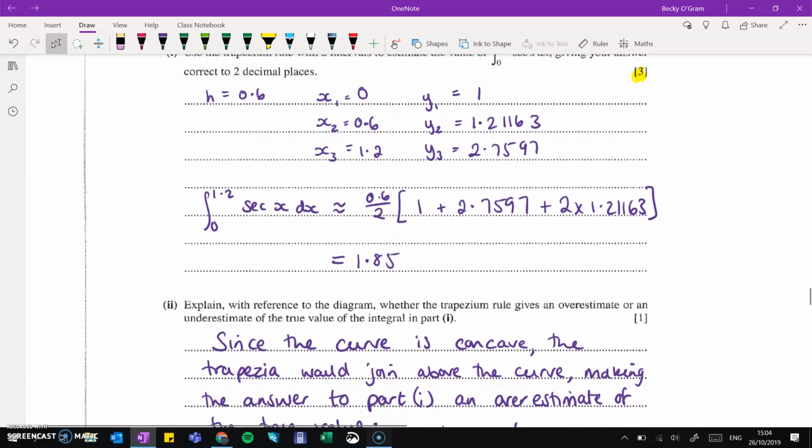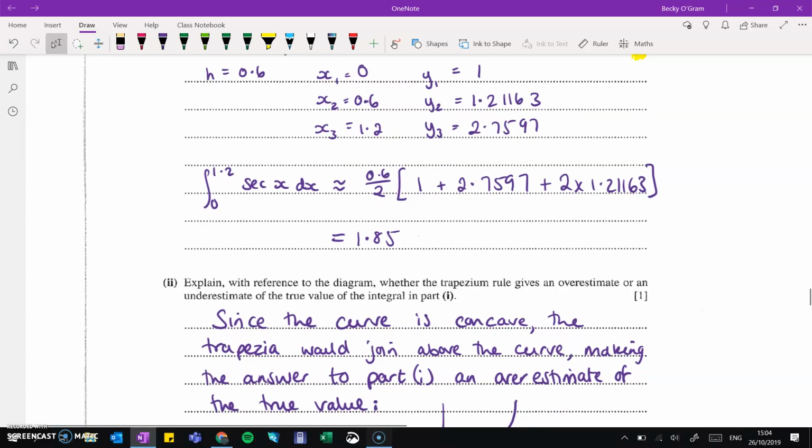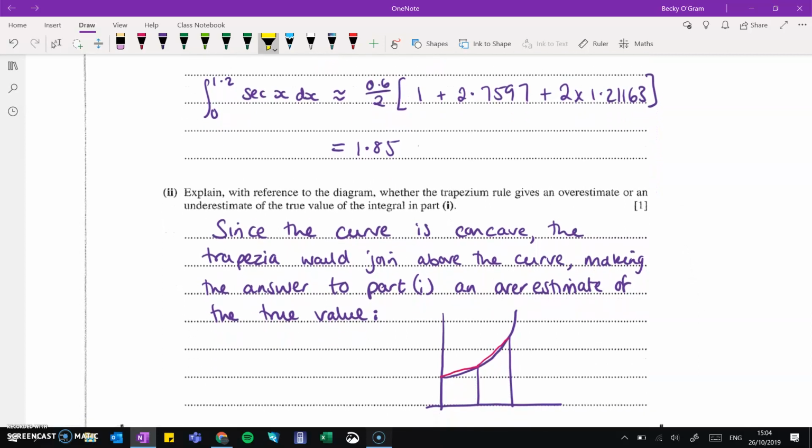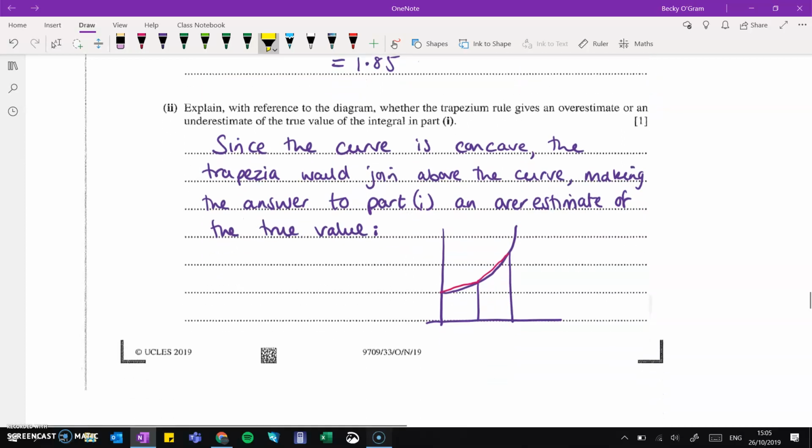Then we need to say whether that estimate is going to give an overestimate or an underestimate. So this is done with a diagram. Now we've got a concave curve here, so if we drew trapezia underneath that, then those trapeziums would be bigger than what the curve would have given us for the area under the curve. So therefore our estimate in part 1 is an overestimate.